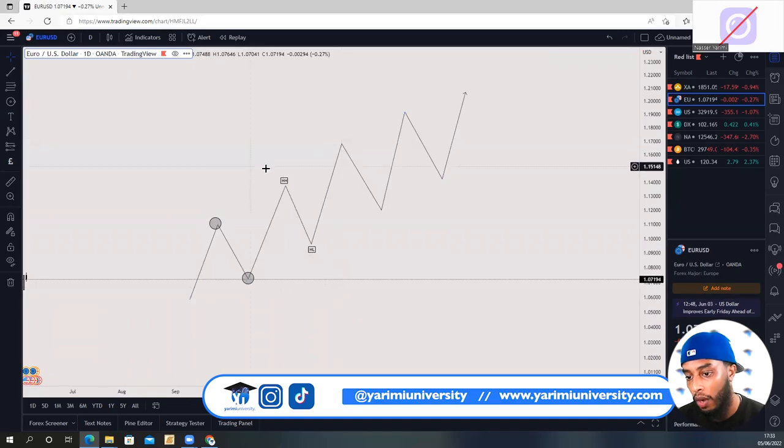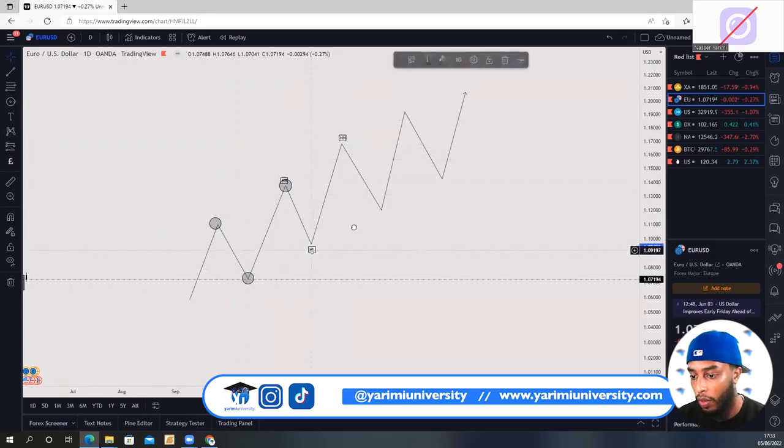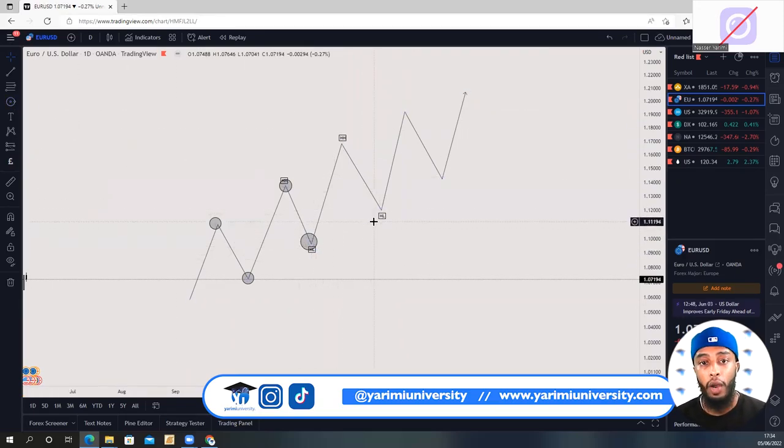Now, this point is the new higher high. Why? Because it's higher than the previous high. It's higher than that high. Next, you get the gist. This is the new higher low. Why? Because this low is higher than the last low. You get the gist. This is how the market moves.